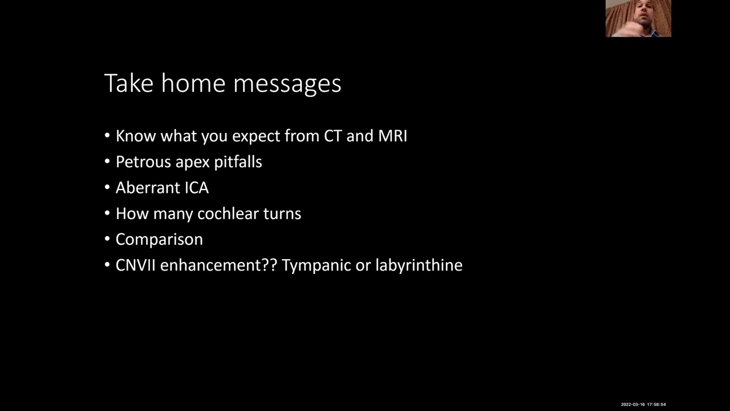How many cochlear turns? Normally 2.5. If less than that, search for the modiolus. If present, it is Mondini. If not present, it is type 1. Compare both sides. But sometimes you will find the vestibular aqueduct dilated on both sides, so you have to know the parameter of 1.5 millimeters.